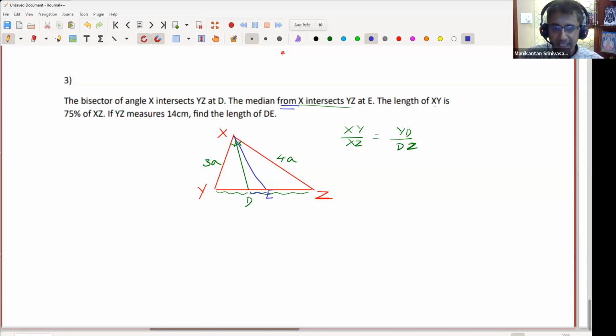So now we want DE, fairly easy, right? We know YE is 7 because it is half of 14. This length is 7. And then this we know is 3:4, right? So this part is to this part is 3:4. So we just have to split.